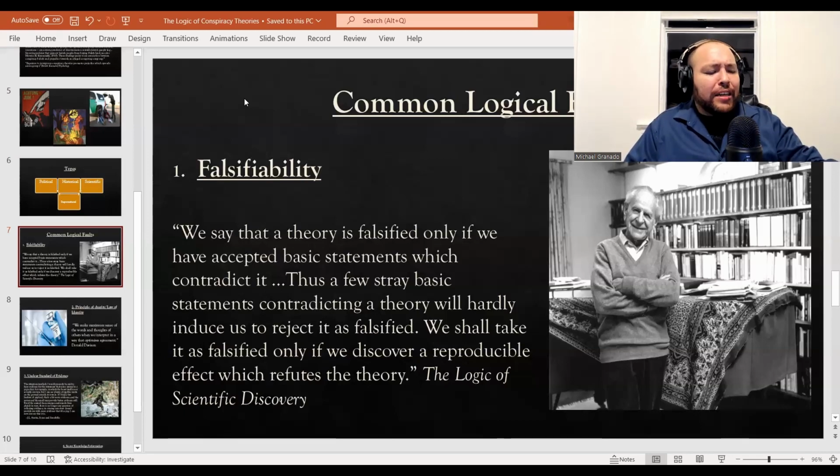What makes Einstein's theory of relativity a good theory? Well, according to Popper, what makes it good is that it was falsifiable. So Einstein starts to develop his theory of relativity back in 1905, when I think he publishes his special theory of relativity, and 1906, the general theory of relativity. I could be wrong about that.